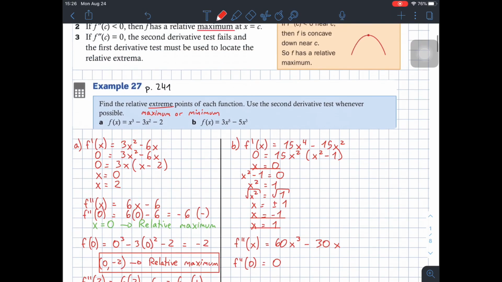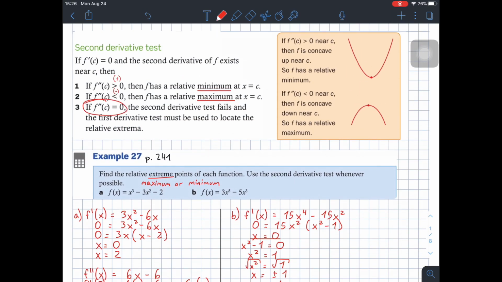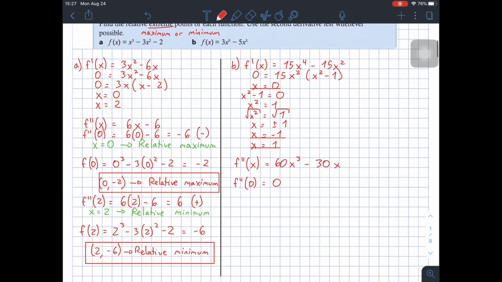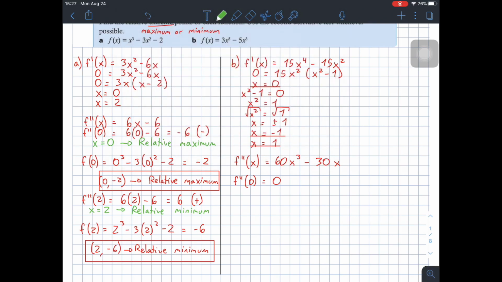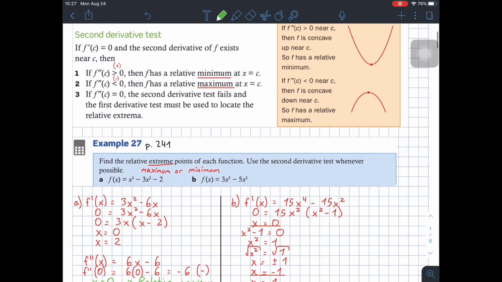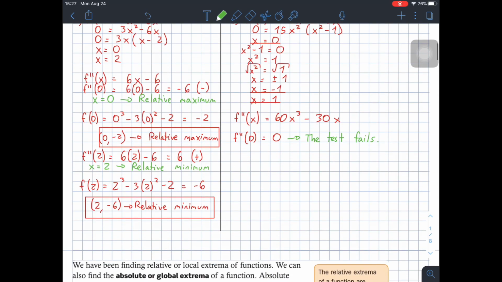And if you remember, it says if the second derivative is 0, the second derivative test fails. So we cannot conclude just by doing this whether for that critical number we have a maximum or minimum point. It says the first derivative test must be used to locate relative extrema. So we would have to analyze this from the first derivative perspective, which is what we learned last class.